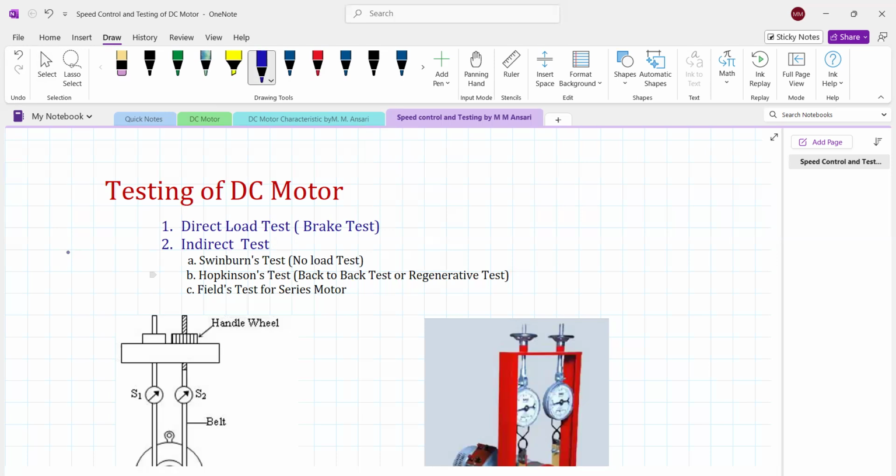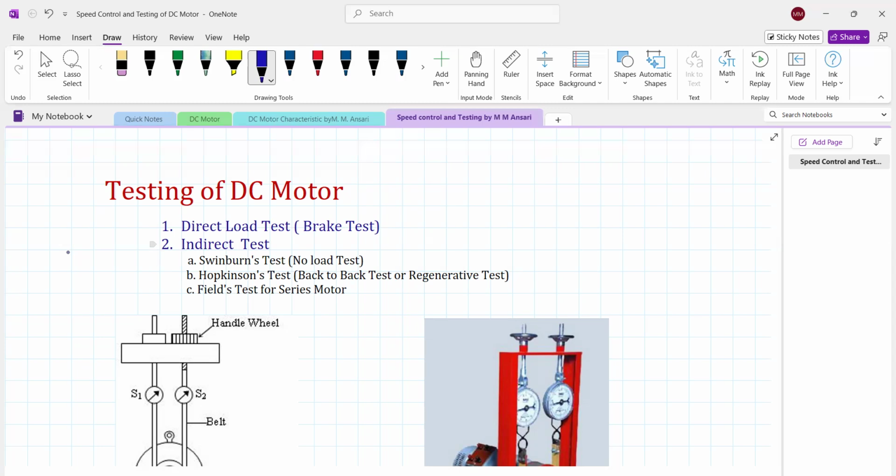It is also called as a no load test. Whereas the second method is the Hopkinson test. It is a back-to-back test or regenerative test. In this test, two identical machines are required, one acting as a generator and second acting as a motor. So very less amount of power is taken from the mains. Therefore, it is called as a regenerative test. And third is the field test that is used only for the DC series motor.